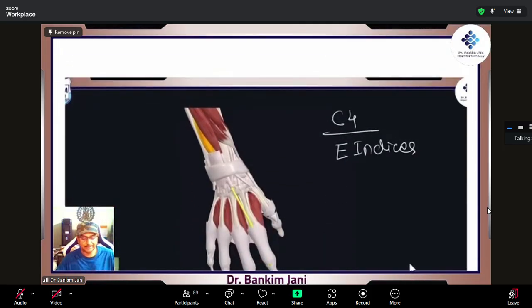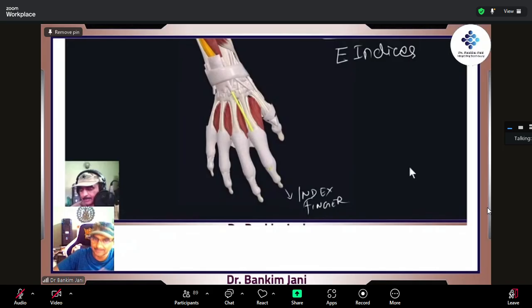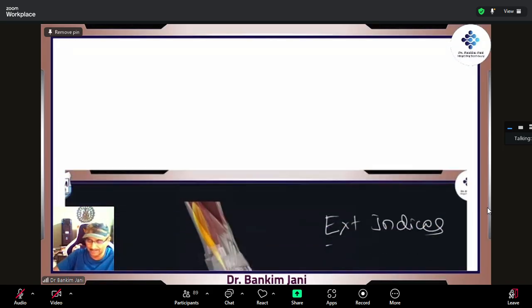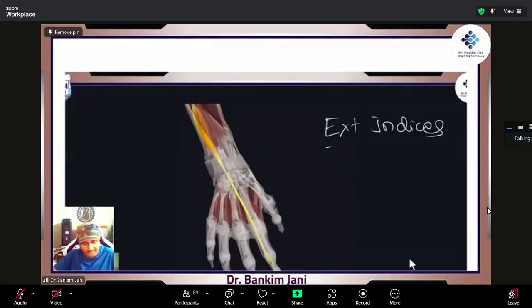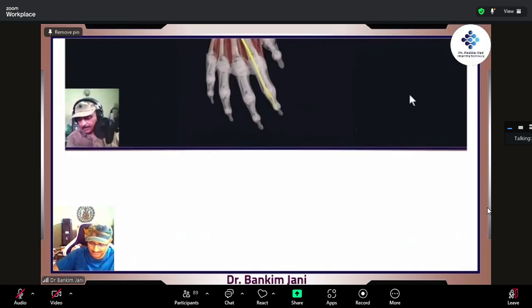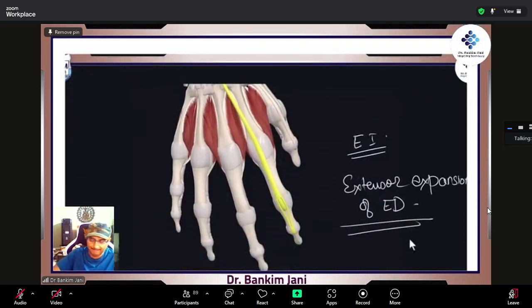Then extensor indicis, along with extensor digitorum, just for one. And the extensor expansion of extensor digitorum. So this is what is called the extensor expansion. It expands and then once again it joins further. That's how it really goes.